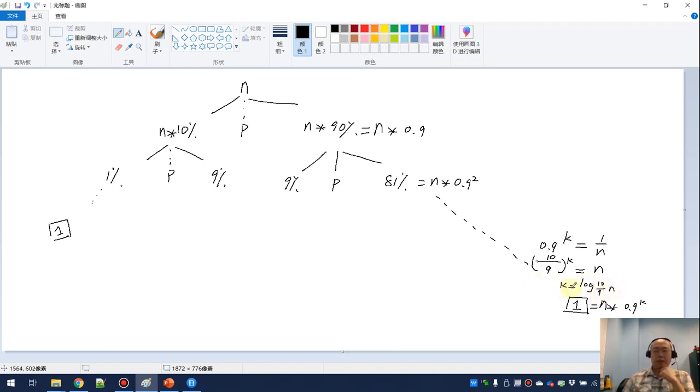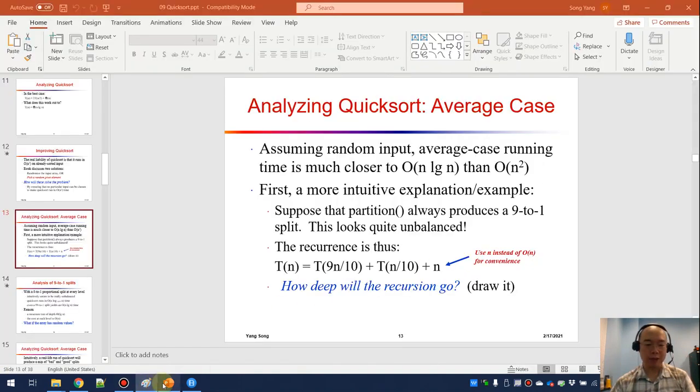Okay, so what is the k value? The k value is how many steps we want to do the divide and conquer before we go from the n to 90% of the n to 81% of the n and all the way to the base case, which is 1. And this is also the height of this recursion tree structure. Okay, so let's come back to the PowerPoint.